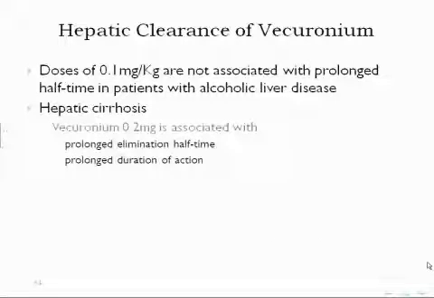Hepatic clearance doses of 0.1 milligrams per kilo are not associated with prolonged half-time with alcoholic liver disease because it's not considered a big enough dose. But when you give repeated doses up to 0.2 milligrams per kilo, you now have prolonged elimination half-time and prolonged duration of action. It should be 0.2 milligrams per kilo. I'm sorry about that.